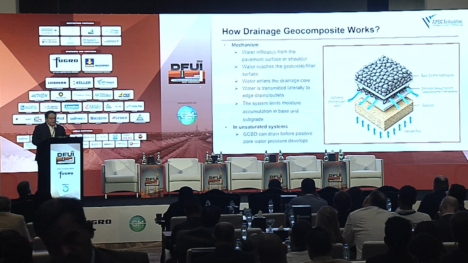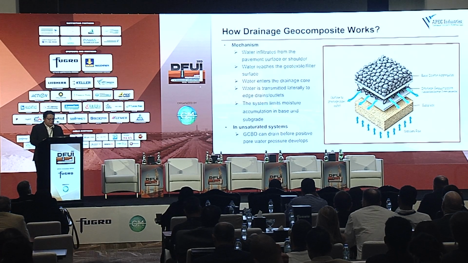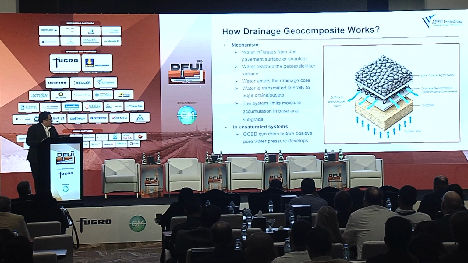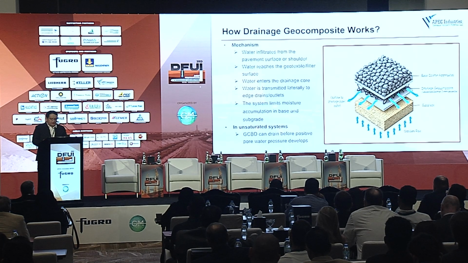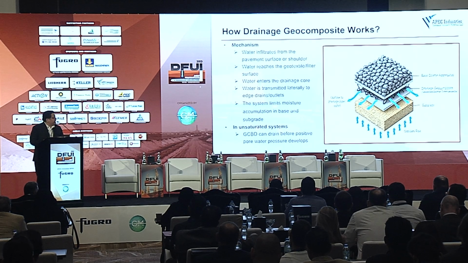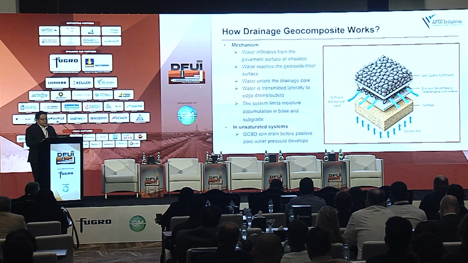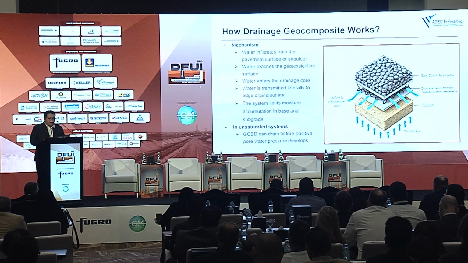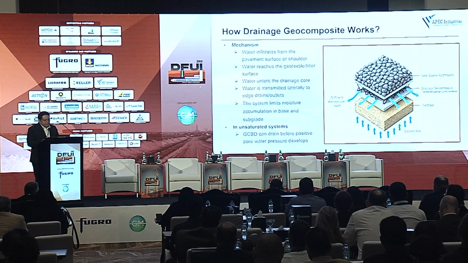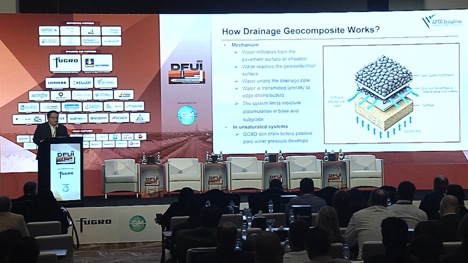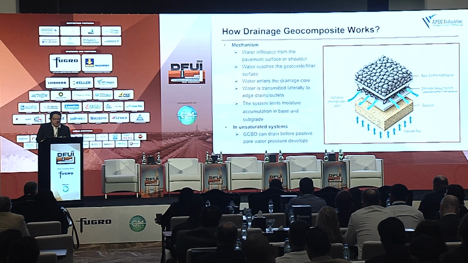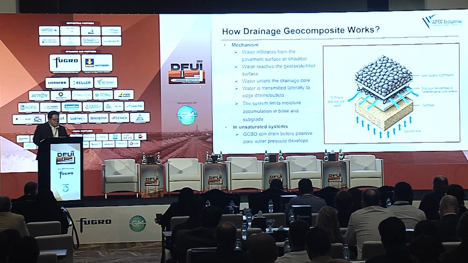So unlike the conventional system where you need full saturation, the drainage composites can drain water while the soil remains unsaturated. This reduces the subgrade wetting, limits capillary rise, and improves moisture management before significant damage occurs. This process prevents moisture accumulation within the pavement layers and is particularly valuable in moisture-sensitive pavements, especially here in the UAE.